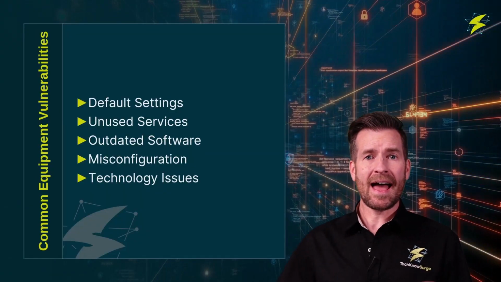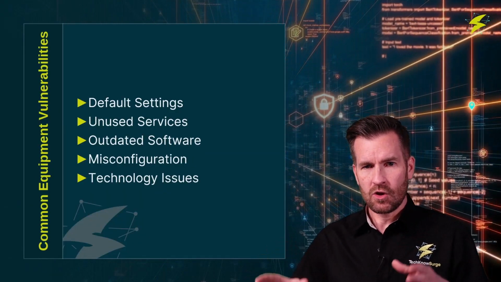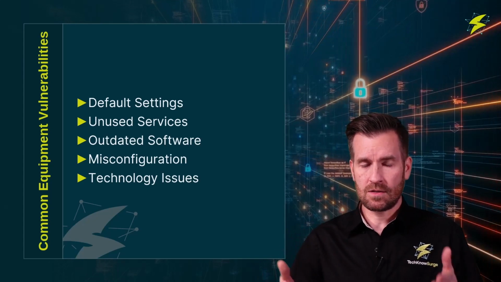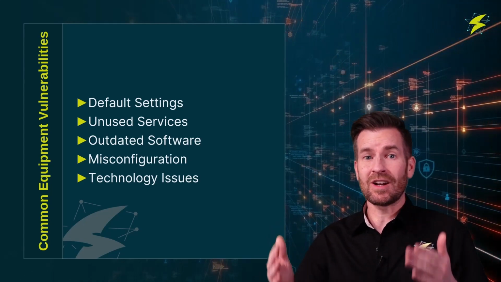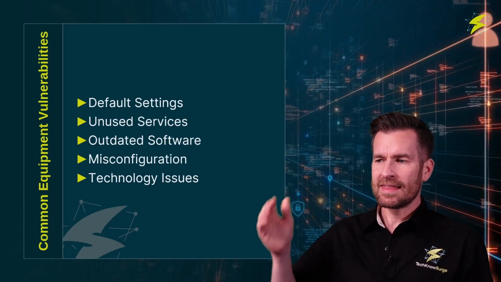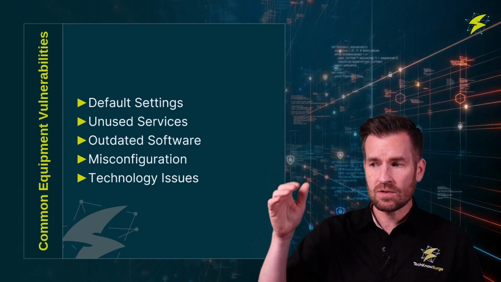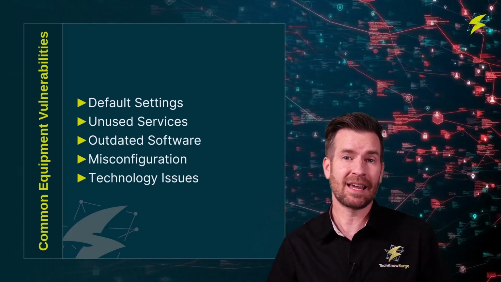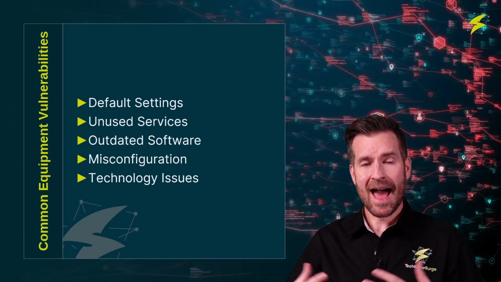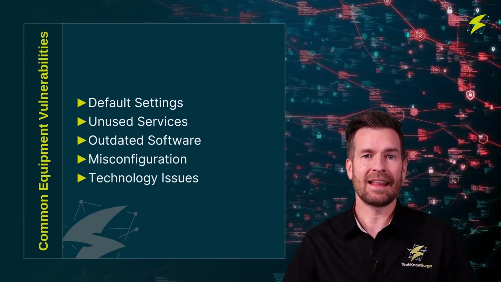Every time you add new equipment to your network, you're actually adding vulnerabilities to your network. So we're going to talk about some of the common vulnerabilities you're adding: things like default settings, unused services, outdated software, misconfigurations, and some technology issues that happen with just the equipment when you're adding it to your network.